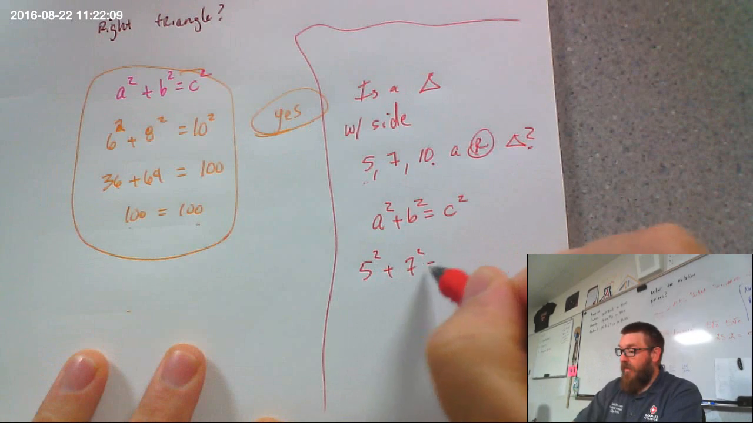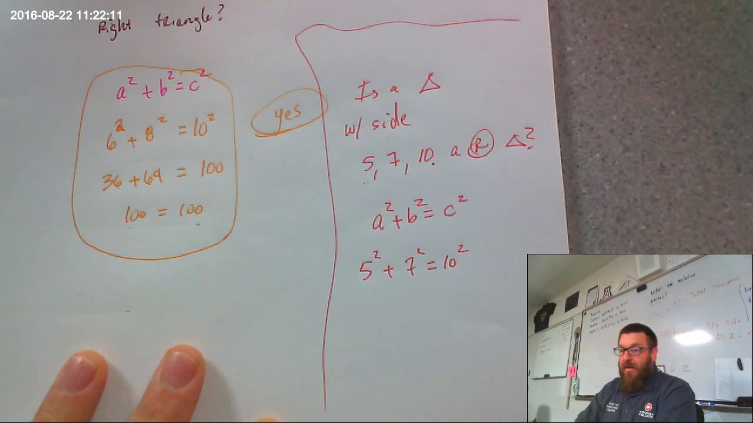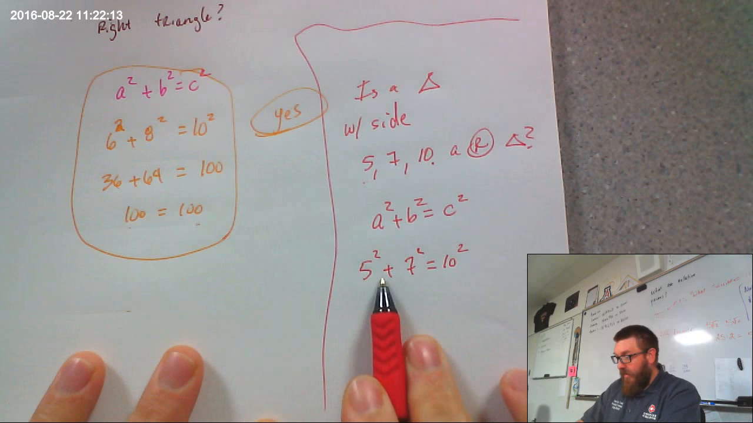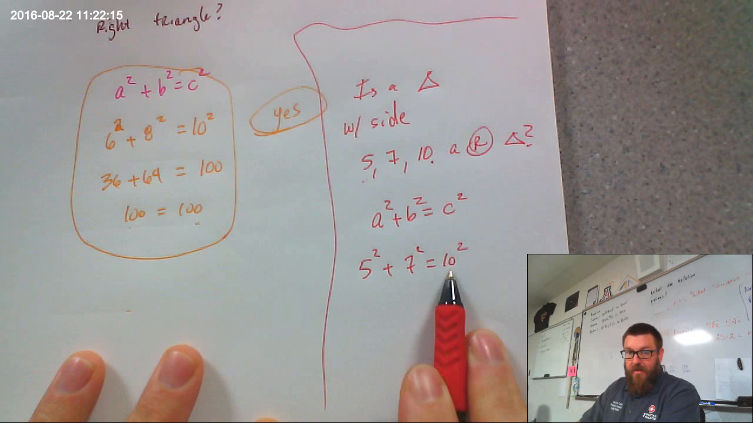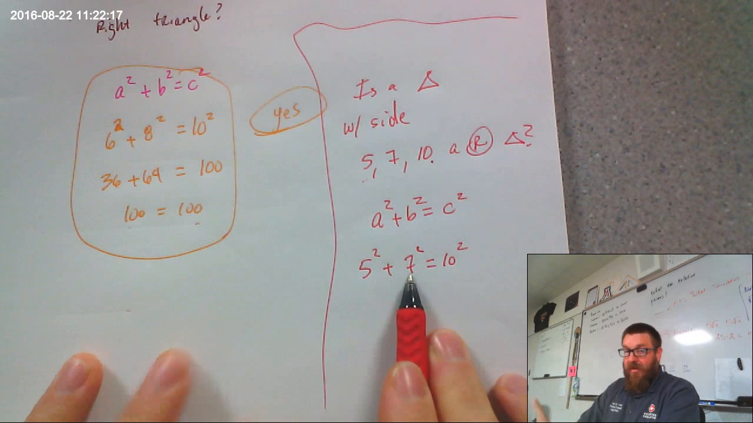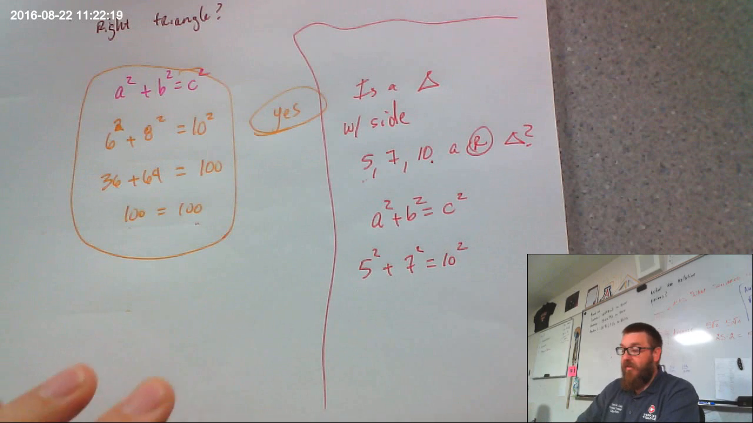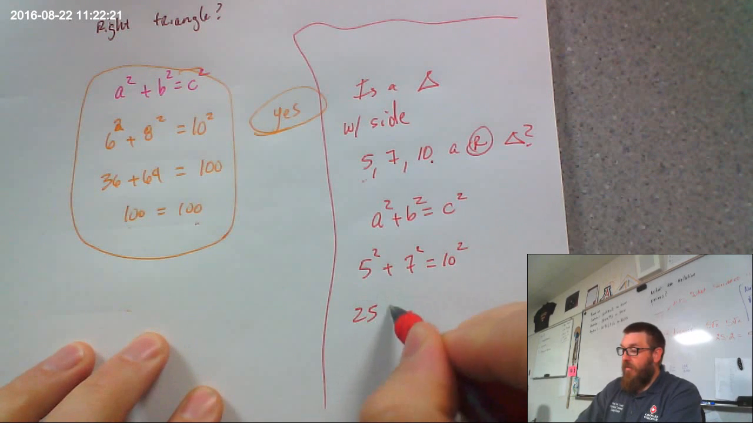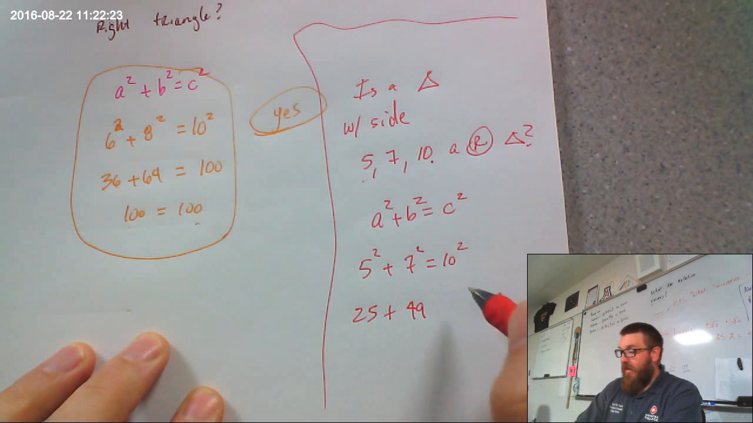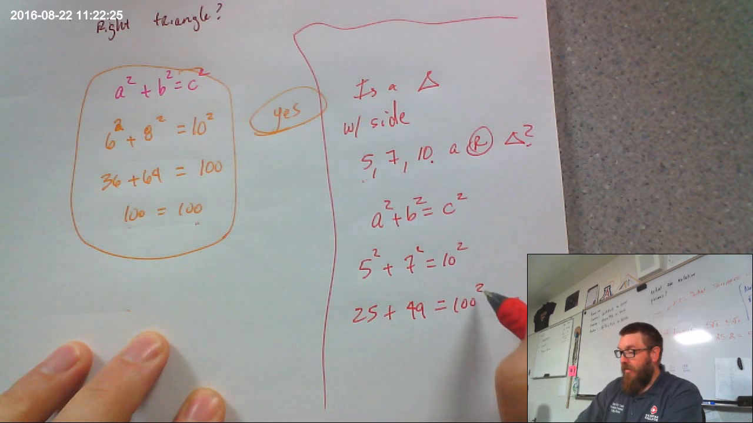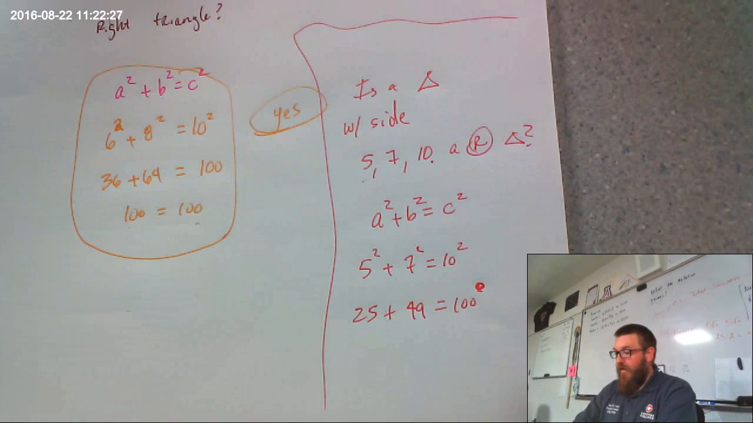So 5 squared plus 7 squared, does that equal 10 squared? If this is true, if this plus this equals 100, then it's yes. If this plus this does not equal 100, the answer is no. It's not a right triangle. 25 plus 49, does that equal 100? It's not 100 squared, just 100.